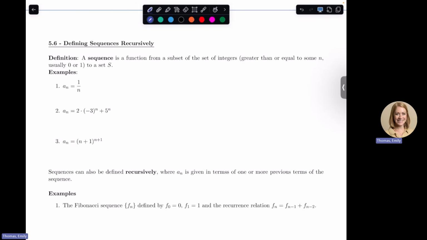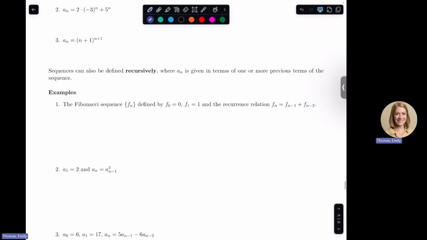Sequences can also be defined recursively. So a sub n is given in terms of other things around it. Like the Fibonacci sequence we talked about, you get the next entry by adding the 2 previous ones. So you start with some initial values, and then you use them to find the other terms.